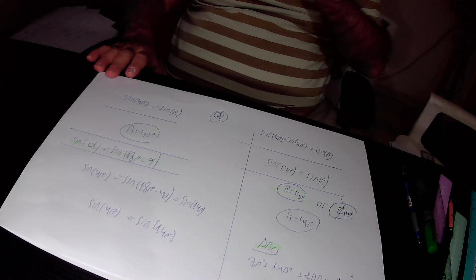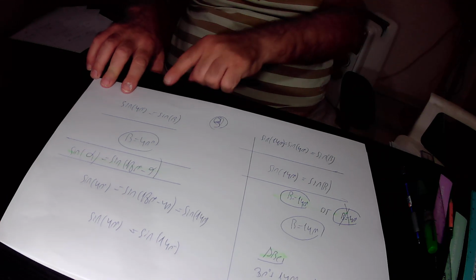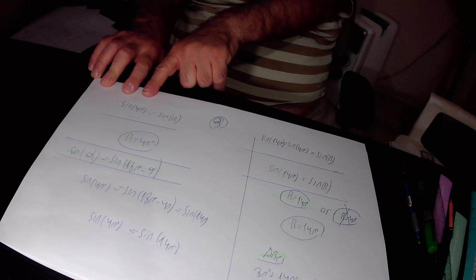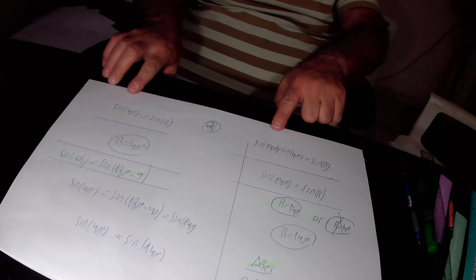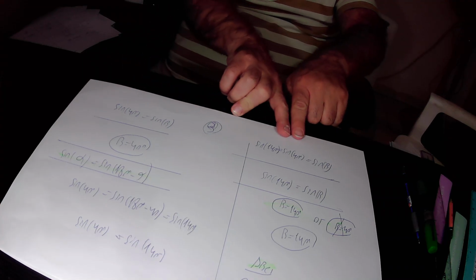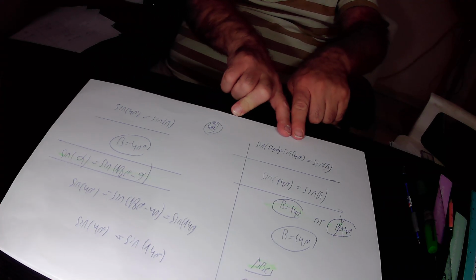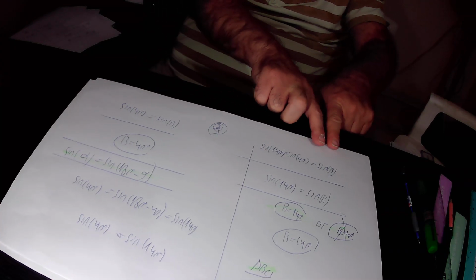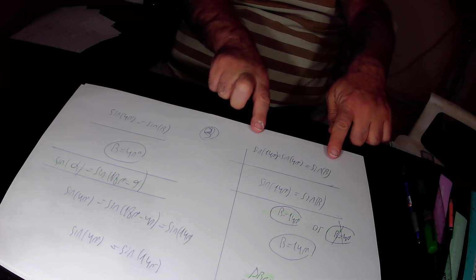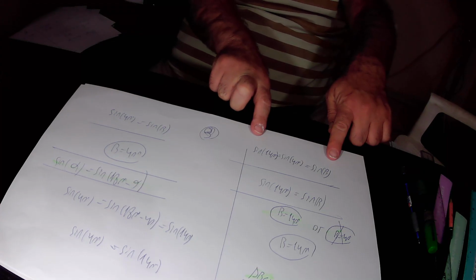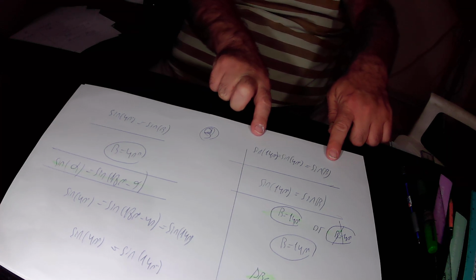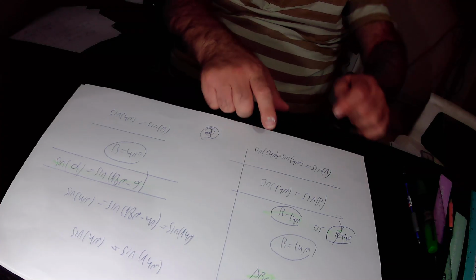And therefore, here we can add to this equation that sine 40 degrees equals sine 140 degrees. So sine 40 degrees equals sine 140 degrees equals sine beta. From this equation we get that sine 140 degrees equals sine beta. Those two sides of the equation are equal to each other.